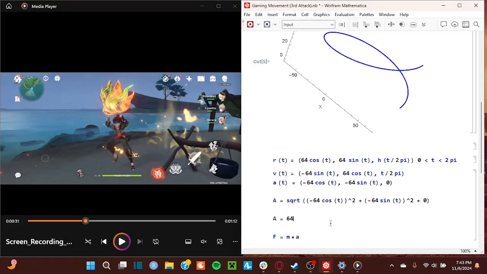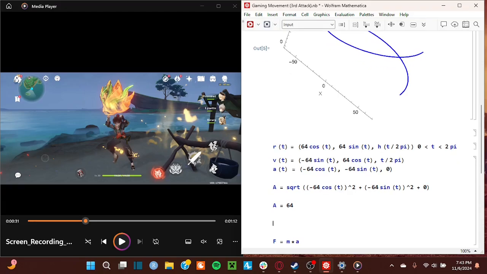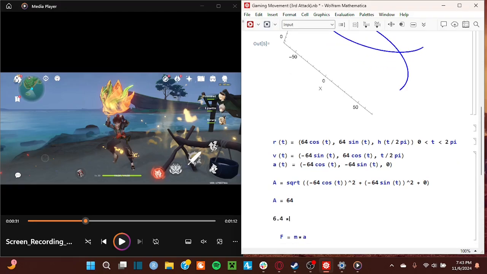Okay, so first what we'll do is take the 6.4 pounds and multiply it by 9.8, and this equals about a mass of 62.22. And I'll just label this with an M so we know that that's the mass.